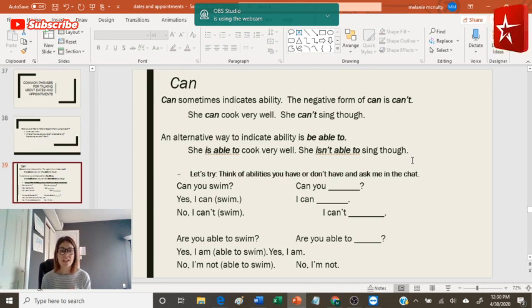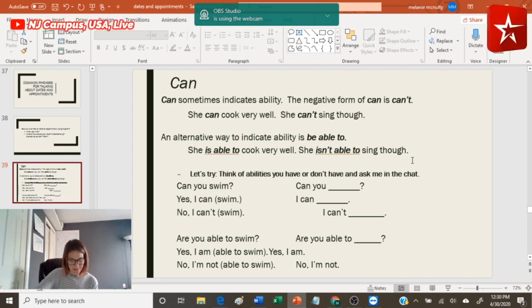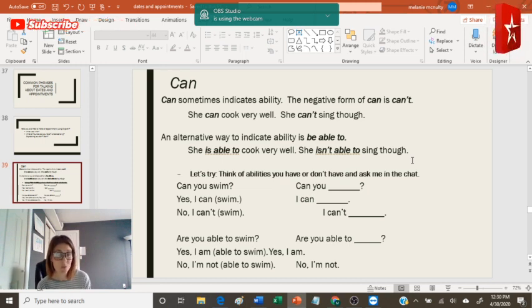So I want you to think of something, an ability that you have or you can't do, or you can ask me. Okay? Can you swim? Yes, I can swim. Or no, I can't swim. Anybody want to use a question? Try asking a question about ability. And you can use can you or are you able to?